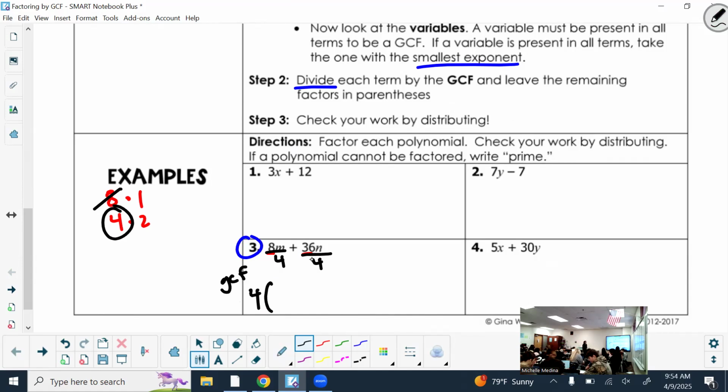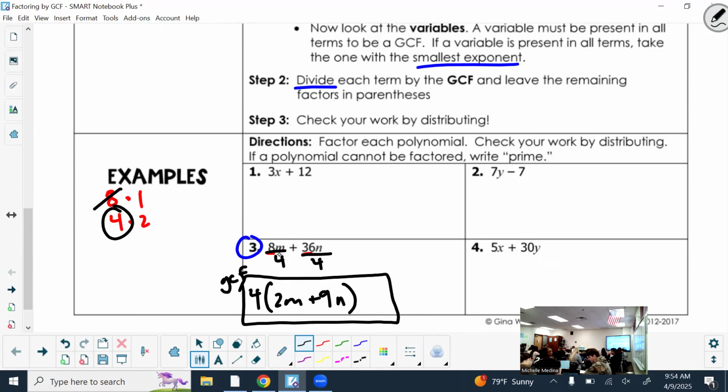So table 8, what is 8M divided by 4? 2M, good. And table 9, what's 36N divided by 4? Is that all? Okay, good. So at this step, once you've divided it, at least mentally check, if I were to distribute, would I get my original problem? And I would. That's how I know I did it right.